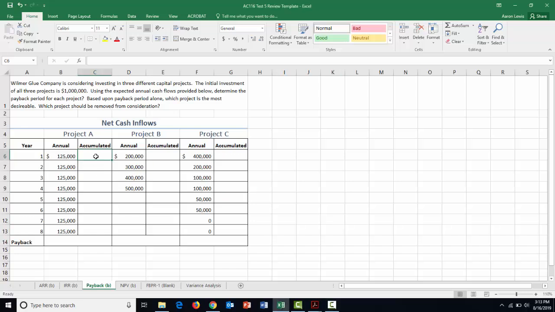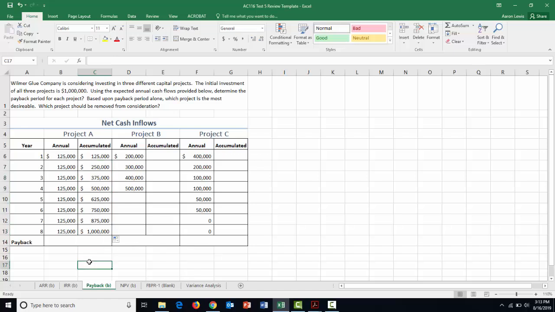For project A, we have accumulated cash. After year 1, where we have a cash flow of $125,000, we're going to have a total of $125,000 cash. In year 2, we're going to have the $125,000 that we had from year 1 plus our annual cash inflow for year 2 of another $125,000, bringing our total to $250,000. At this point, we can just fill handle this formula on down.